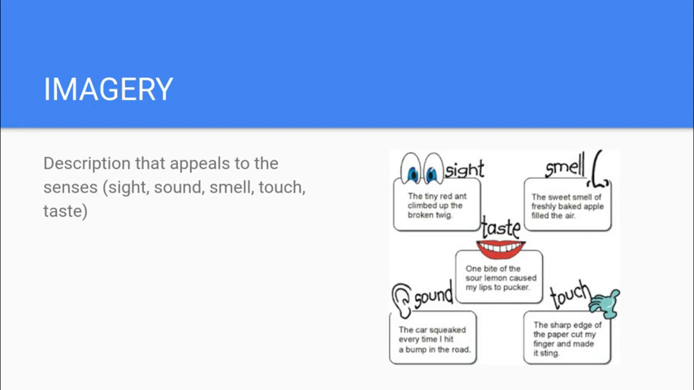Imagery is a pretty easy one, right? Those are descriptions that appeal to your senses. So anything you can smell, taste, hear, touch, etc. See. The tiny red ant, right? We can see it's small. We can see it's red. So that's imagery. That's pretty easy.